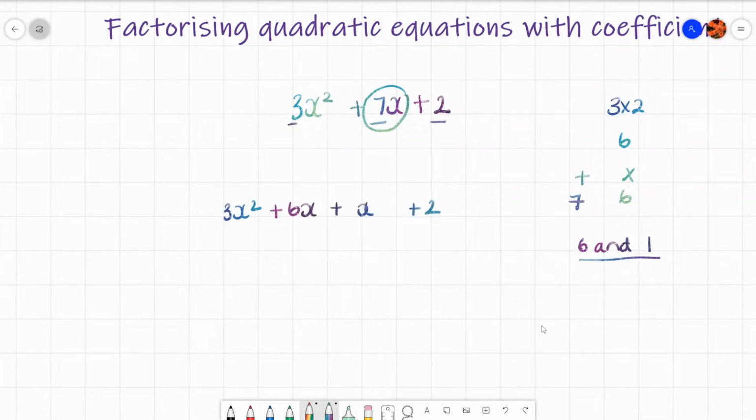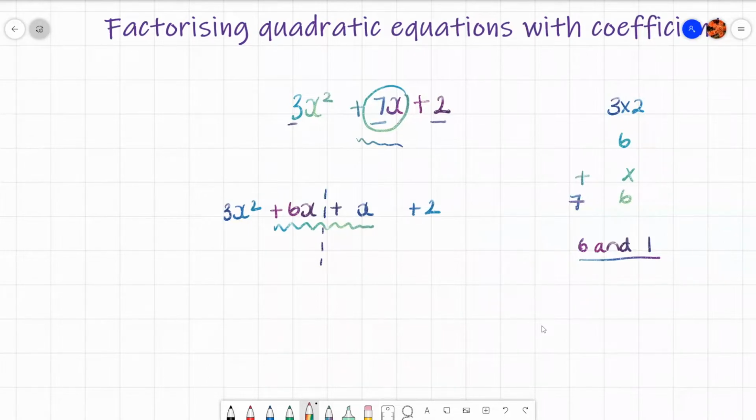And you can see that works. I haven't changed my expression. It's exactly the same. 6x plus x is actually 7x. I've just written that in a different way. Otherwise, it's exactly the same thing, isn't it? Now, then what you need to do is split this down the middle halfway, and then you need to factorize each side.